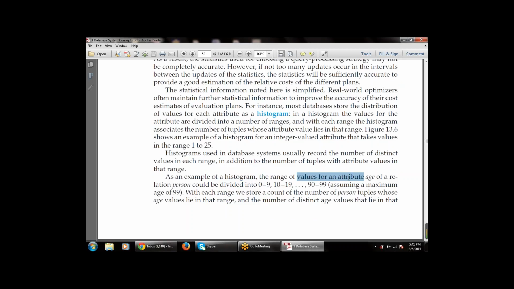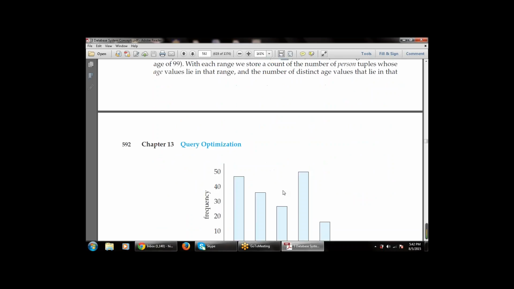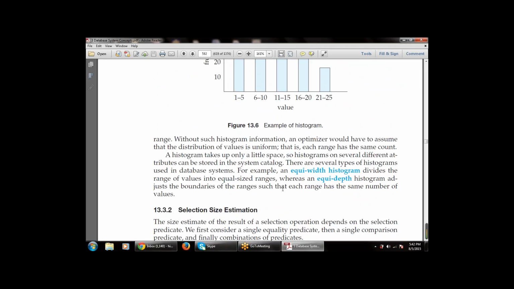That is the range of values given for the attribute age of a person, which can be divided into 0 to 9, 10 to 19. This is one of the examples of a histogram also. So without such histogram information, an optimizer would have to assume that the distribution of values is uniform, that is, each range has the same count.